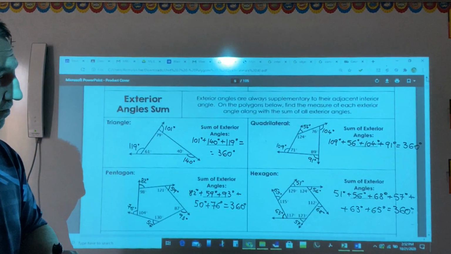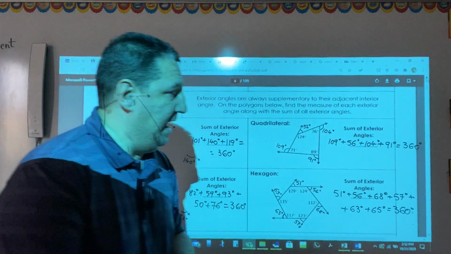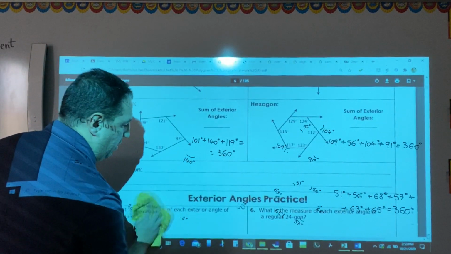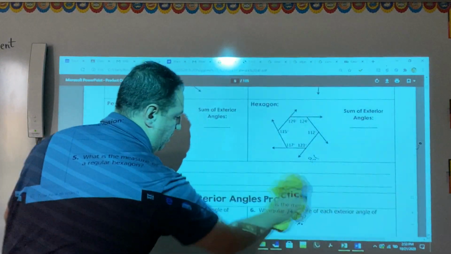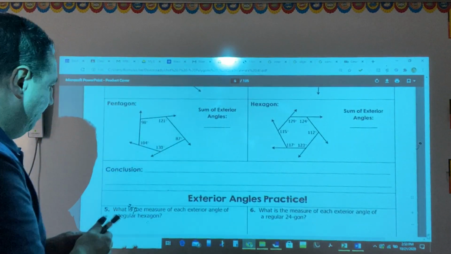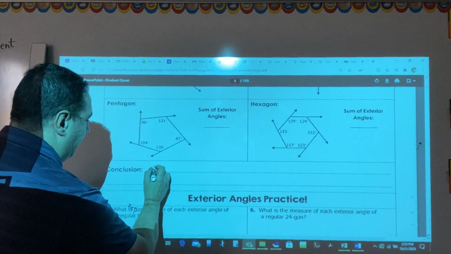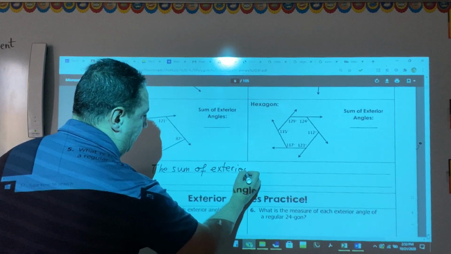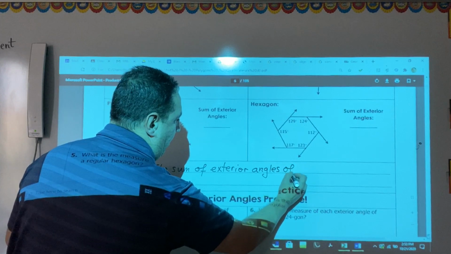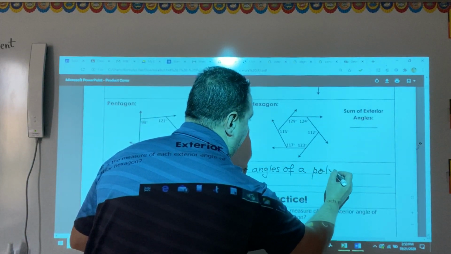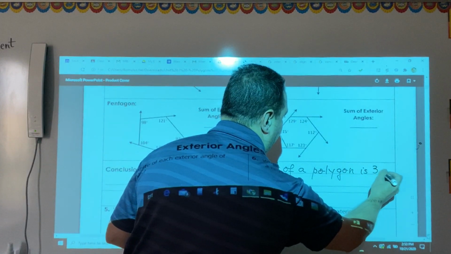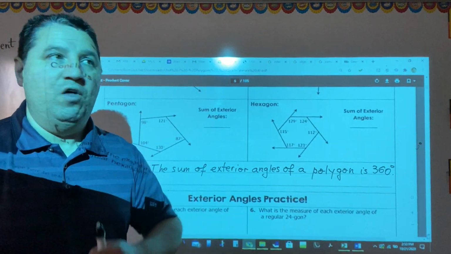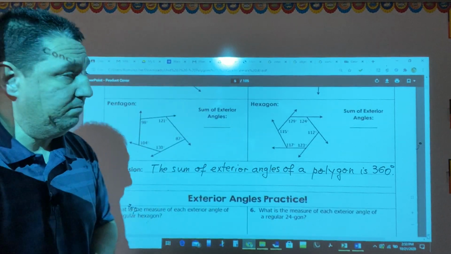You can check, right? So we make a conjecture now, and this conjecture is: the sum of exterior angles of a polygon is 360 degrees, no matter what the polygon is, no matter how many sides are in a polygon. Yes? Good.